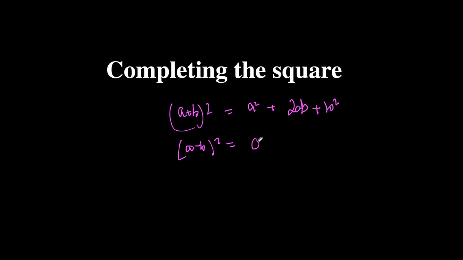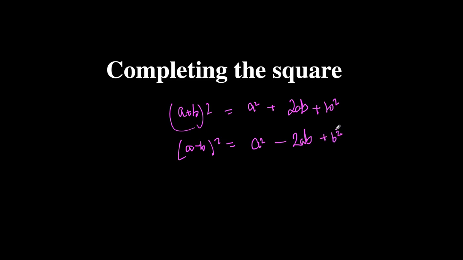Basically, we know that there are two formulas for the square. One of them is (a plus b) whole square, and if you expand this you'll get a square plus 2ab plus b square. Similarly, we can write (a minus b) whole square, which will be equal to a square minus 2ab plus b square.